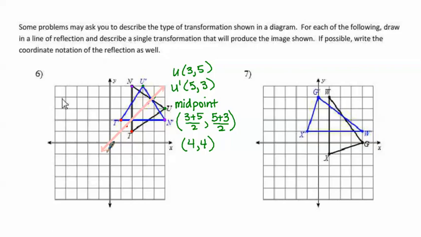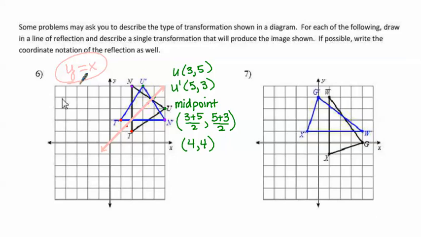Is it the line y equals x? Is it the line y equals negative x? Is it the x-axis? Is it the y-axis? What is it? Well, in this case, I can see it passes through the origin, and it has a slope that goes up 1 and over 1, up 1 and over 1. So it goes through the origin with a slope of 1. That tells me it's got to be the line y equals x.